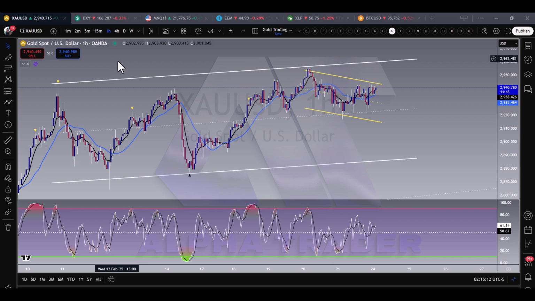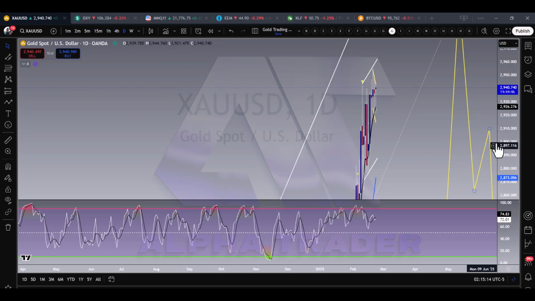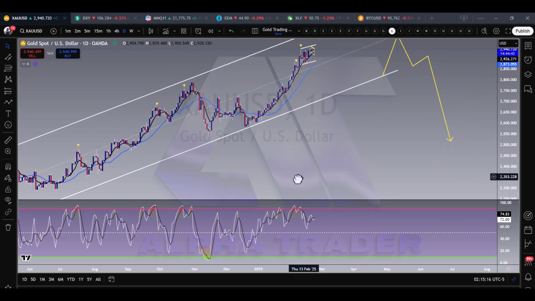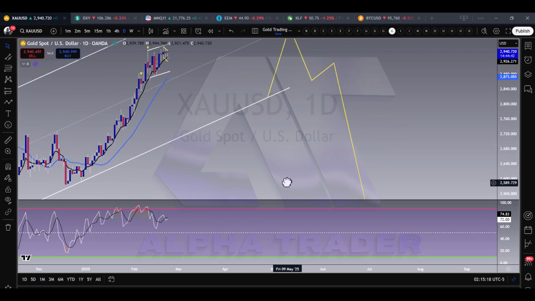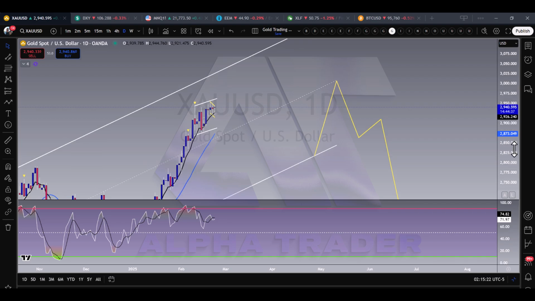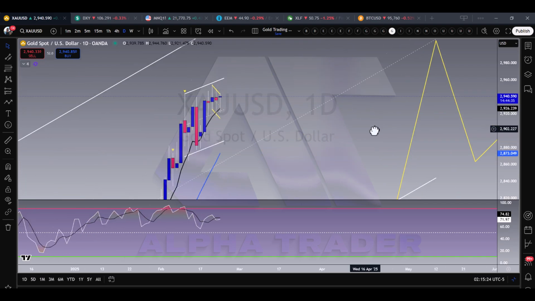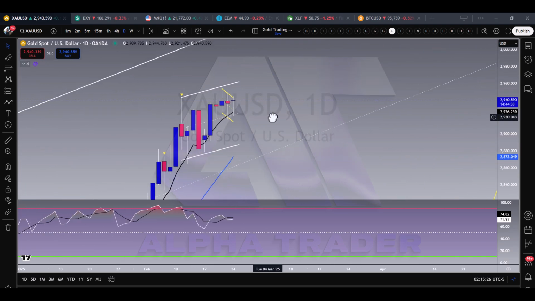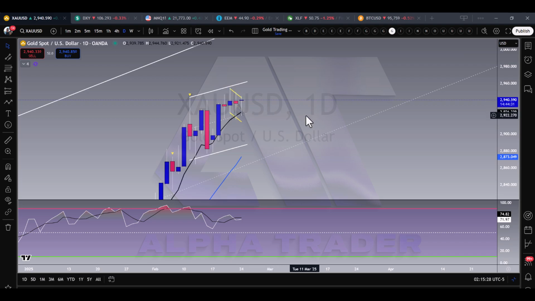Let's start with gold. So we're going to back off gold here. We're going to show you the daily chart. The daily chart is way up here, so let's bring that into focus so we can look at it. We're seeing a lot of indecisive candles, a lot of wicks on these candles. So it's in the middle of making a decision.